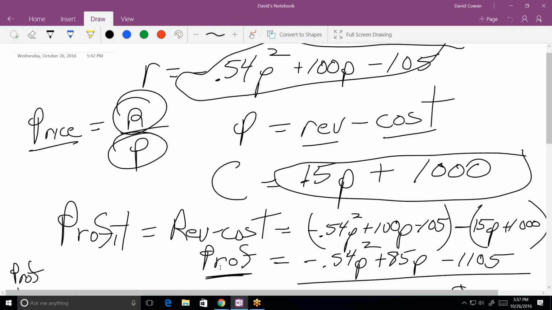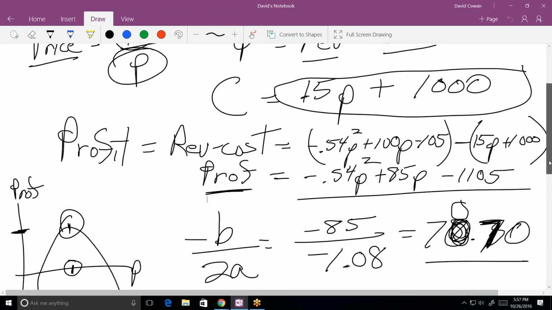Now, if we want to maximize profit, it's a totally different value for P. It's 78.7. So he's going to buy this much food. He's not going to buy the 92. He doesn't want to maximize revenue. He wants to maximize profit. Any businessman always wants to maximize profit, not revenue. He doesn't want to minimize cost either. He wants to maximize profit.